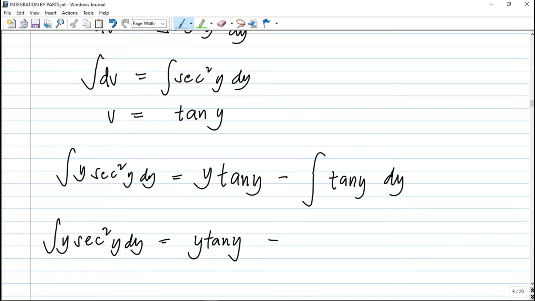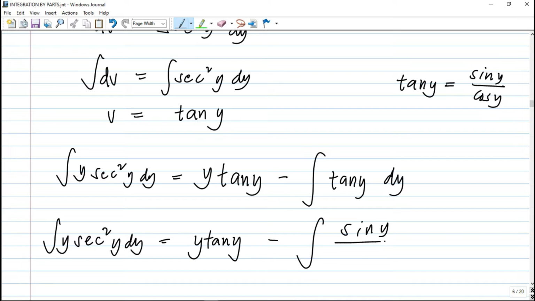minus, ito guys, para ma-integrate natin siya, let's first get its identity. From trigonometric identities, tangent y is equal to sine y over cosine y. Sine over cosine yung tangent. So this is integral of sine y over cosine y derivative of y. Ito guys, here is the tricky part. What is the integral of sine y over cosine y? Yan yung problema natin dito.